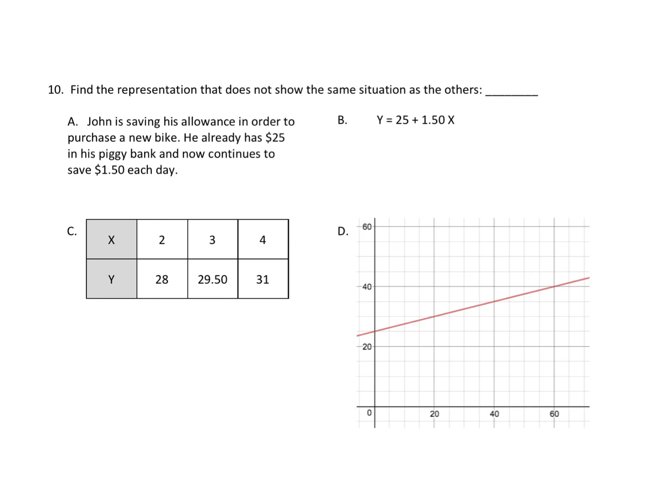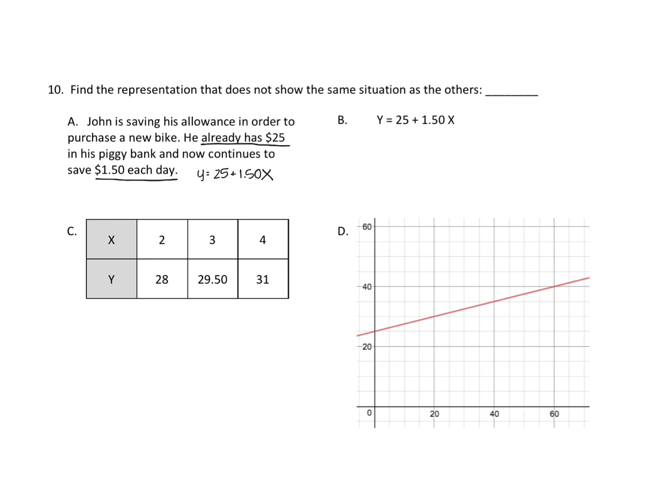Question 10 gives us 4 different representations, and we're trying to figure out which one does not fit because it doesn't show the same situation as the others. To do this, it helps to get them all into equation form. So when I look at answer choice A and I have this situation or word problem, we see that John already has $25 and continues to save $1.50 each day. So with this word problem, we're seeing y equals that 25 that he already had plus $1.50 each day. This situation matches with answer choice B exactly. Those are the same equation.